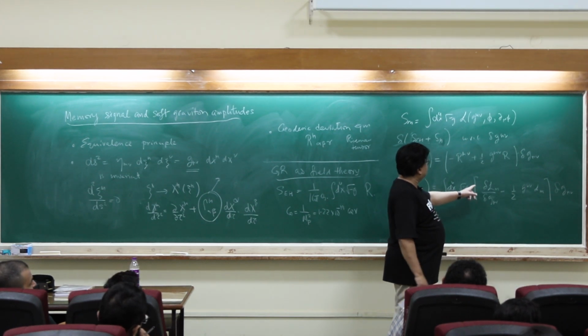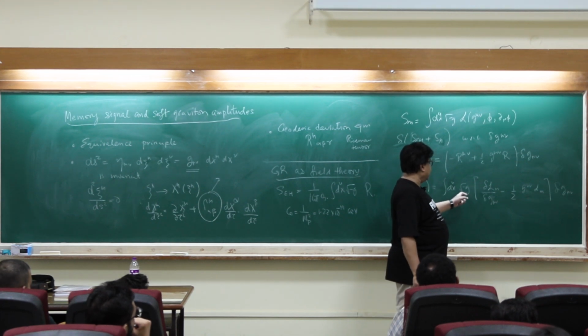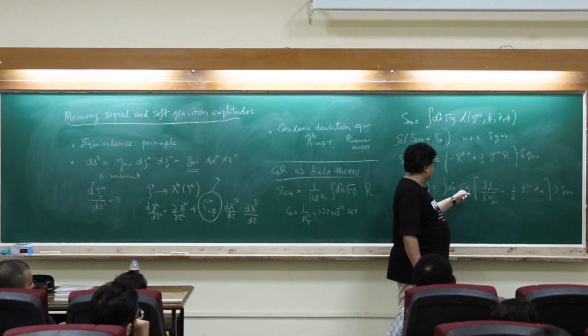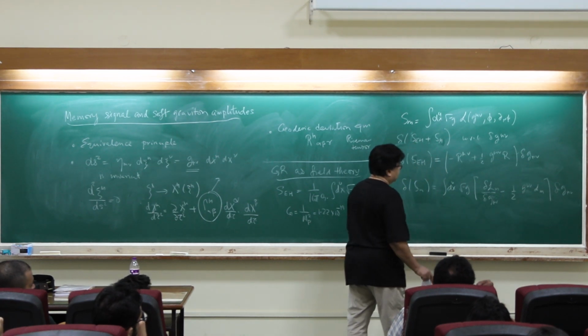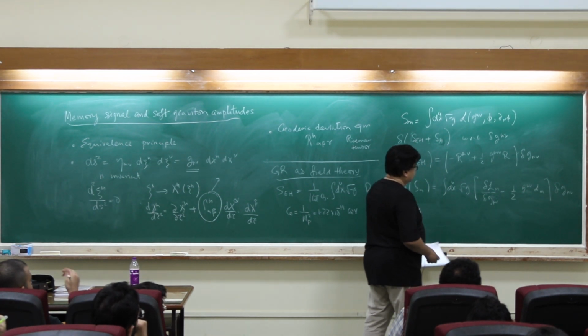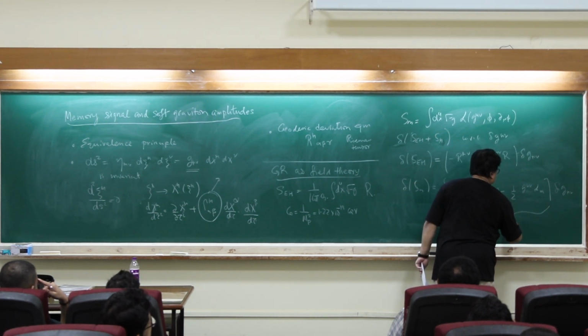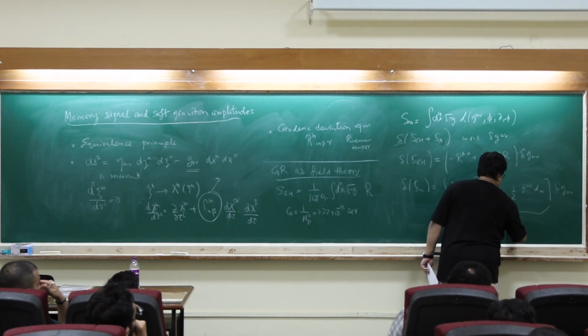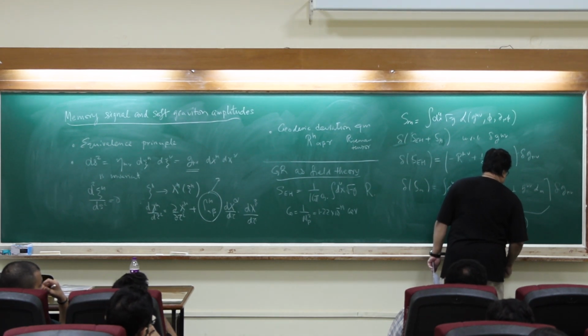So the action has a root G times L. First you vary L, and then when you vary root G, you will get that term, and the total is this. And this is something we call the stress tensor. So this is defined as the stress tensor. So this is T mu nu of whatever is the field. Okay.